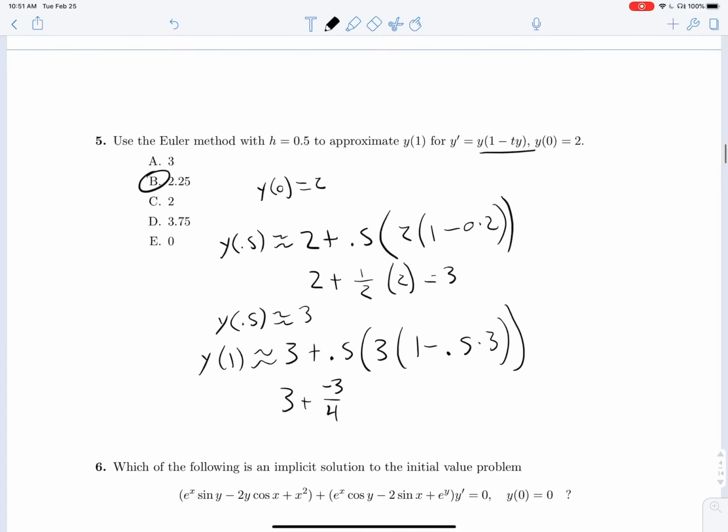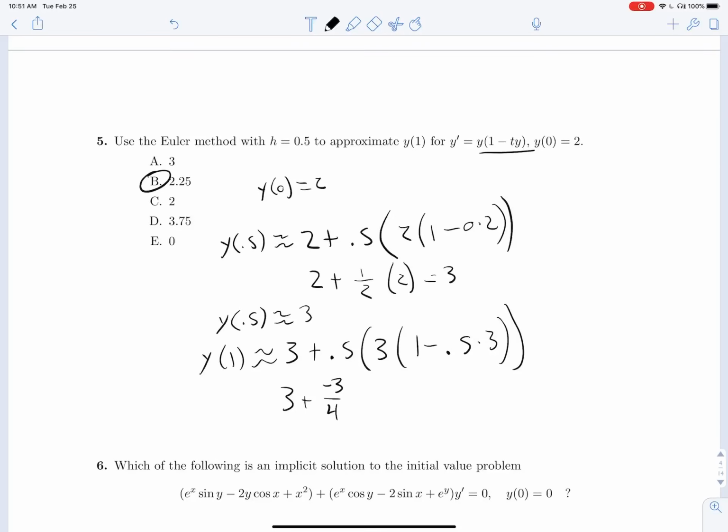So just remember, the formula that we're using here is that y at n plus 1 is approximately equal to y at n plus h, our step size, multiplied by y prime evaluated at n. And if you just do that a couple times, you should be good.